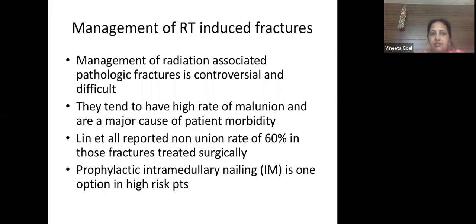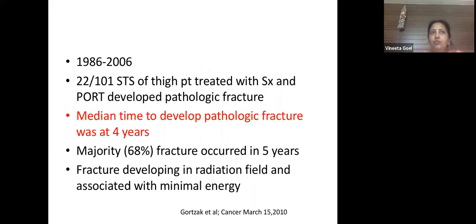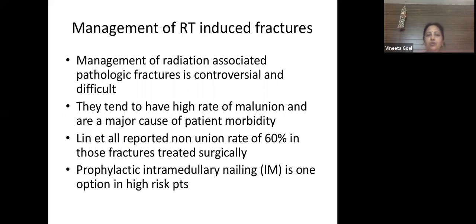One is prophylactic intramedullary nailing for high-risk patients. When your surgical oncologist is doing wide local excision of the soft tissue sarcoma, at that time itself, one can do prophylactic intramedullary nailing. Now, who will be those high-risk patients? For example, suppose I have a patient who is a 70-year-old, diabetic, obese woman who already has osteoporosis and has a soft tissue sarcoma of the lower limb. For me, that patient will be a high-risk patient, especially when the tumor size is large, when I'm going to irradiate a lot of area, and when the tumor is deep seated and the surgeon will need to do a lot of periosteal stripping. So these are the patients who should have a prophylactic intramedullary nailing to prevent this fracture.